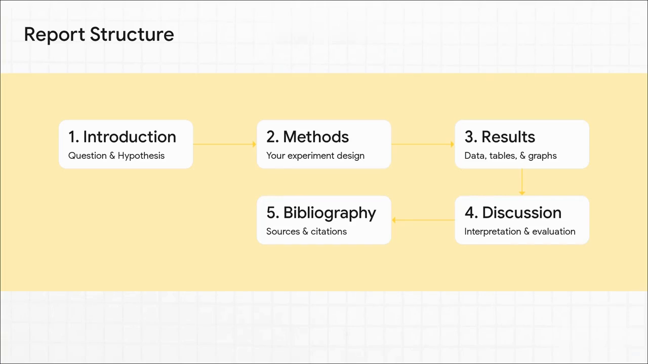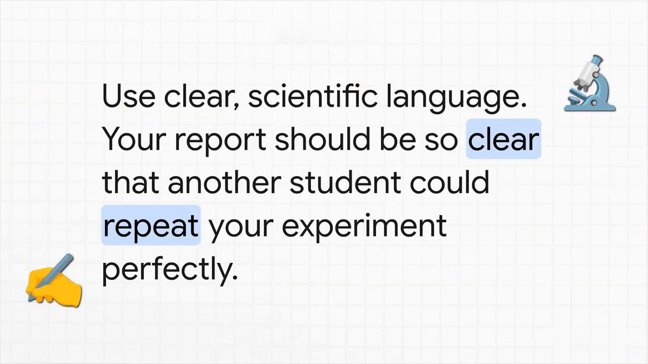You'll start with an introduction that lays out your research question and hypothesis. Then a method section explaining exactly what you did. The results section is where you show your data with tables and graphs. The discussion is where you interpret what it all means, and finally, you'll have your conclusion and bibliography. Through it all, clarity is key.